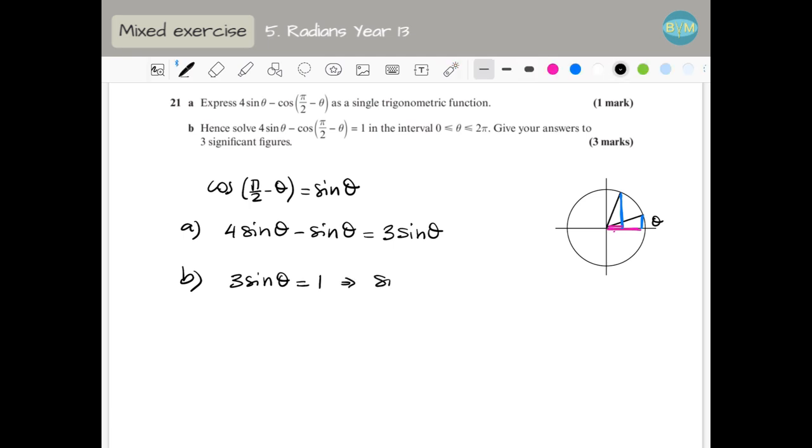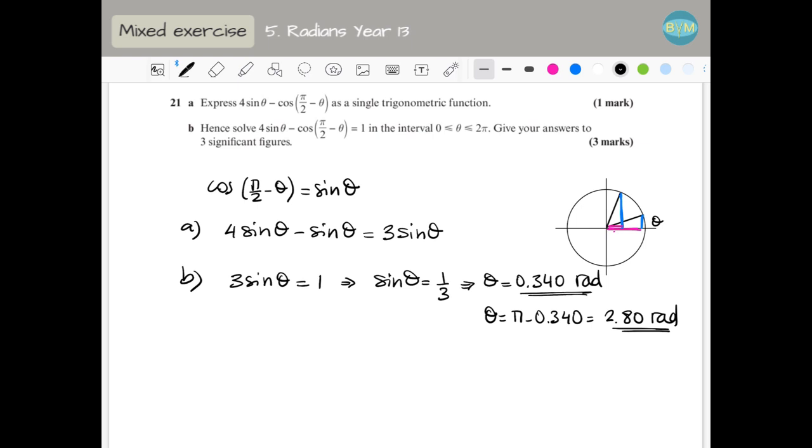This means that sine theta is 1/3. If we do it with the calculator in radians, the first value is 0.340 to 3 significant figures. That's an angle in the first quadrant, which means the same sine would be pi minus that angle. So the second answer would be pi minus 0.340, which is 2.80 radians. And these are my 2 answers. And that's all with this question.